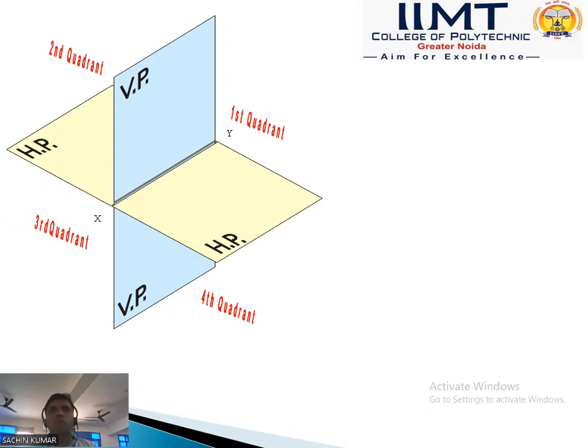In engineering drawing we draw in the first quadrant and third quadrant. Why can we not draw in the second angle projection and fourth angle projection? We will discuss that in the next slide.